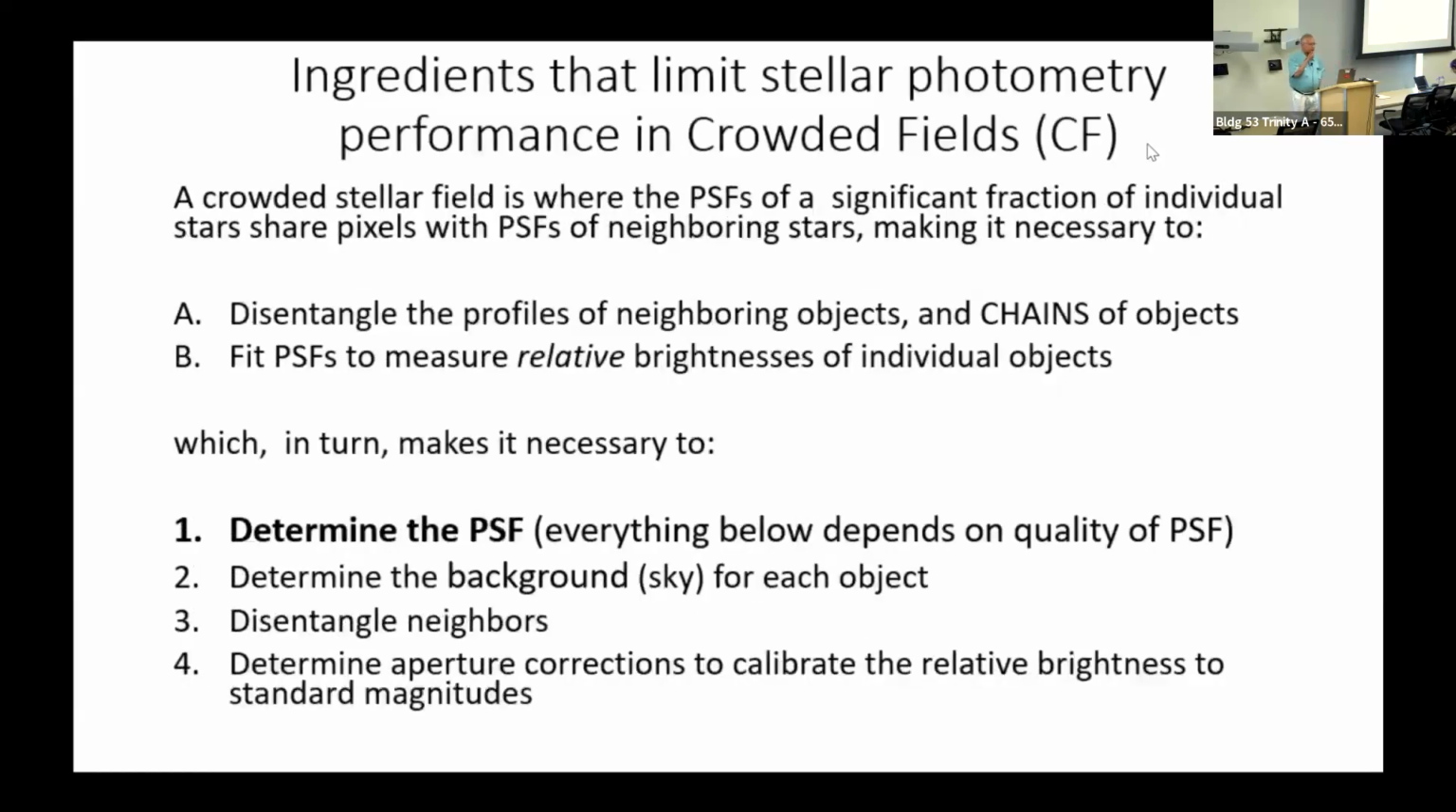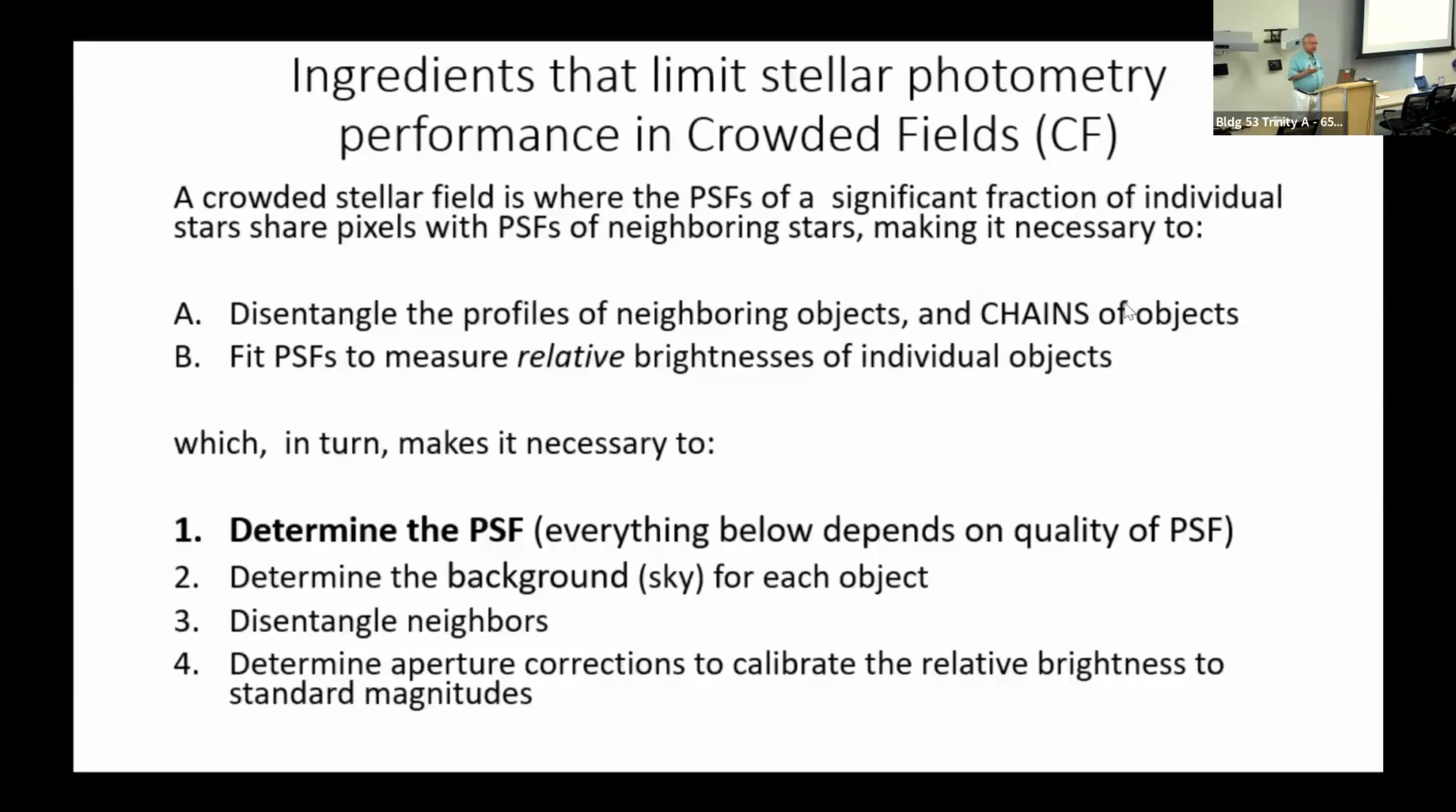So just a few words about what limits the veracity of stellar photometry in crowded fields. The problems you have to face are disentangling the profiles of nearby objects, and not just that, you can have chains of objects. One influences this, and then that is influenced by some other neighbor, and so on. That's what I mean by chains.